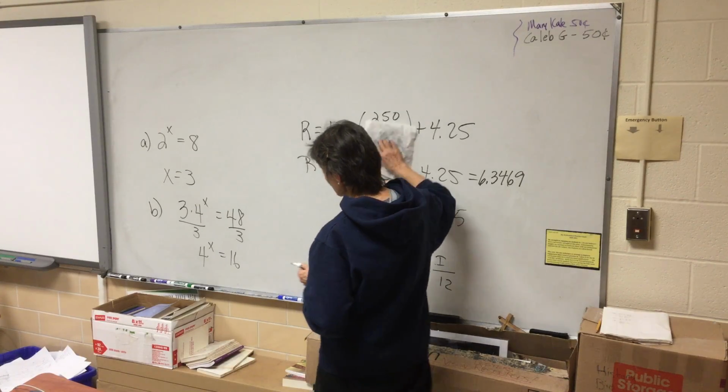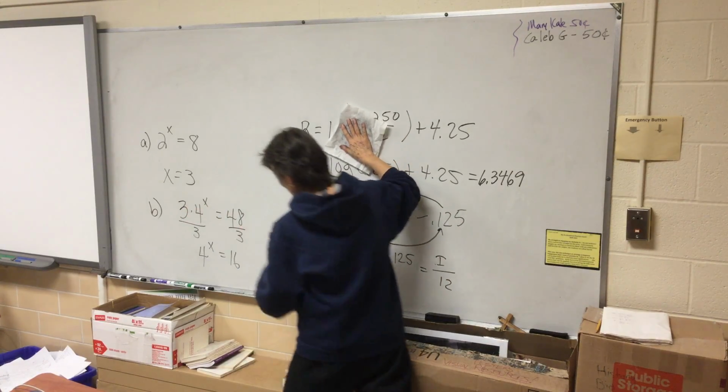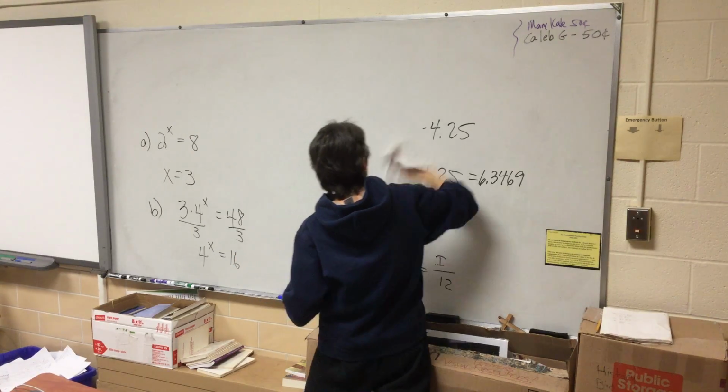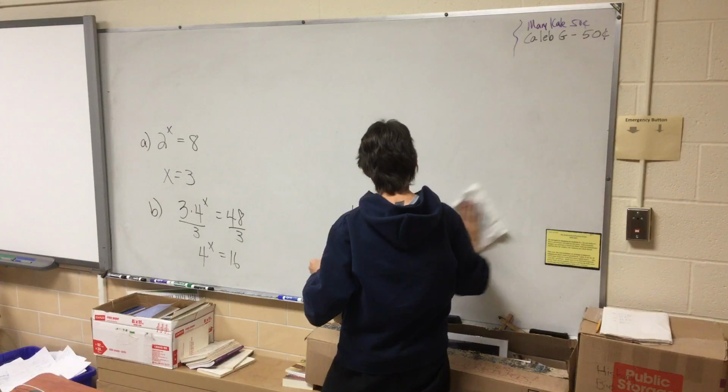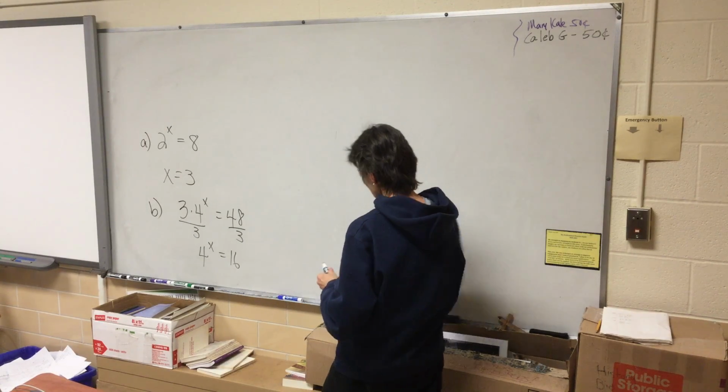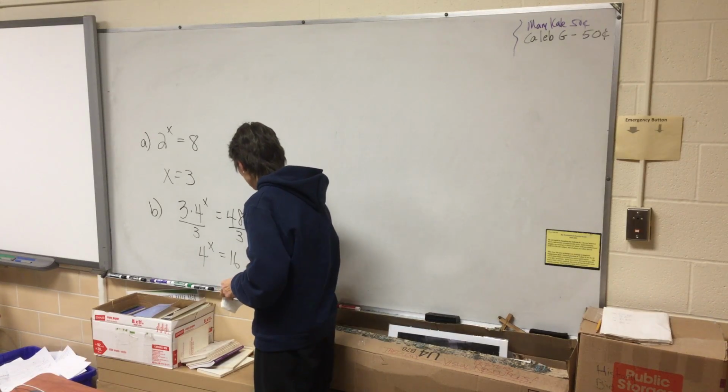Now, can you tell me the answer? This original problem looked pretty hard. But now, can you tell me what x is? 2. Yep, x is 2. Perfect. 4 squared is 16. So x is 2.